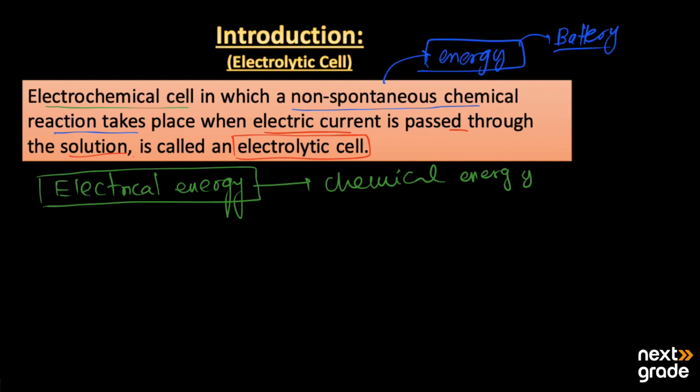This cell is basically used in daily life and we have a lot of examples of electrolytic cells. Here the electrolytic cells are called the Nelson cell, and the second type we have is the Down's cell. These two types of cells are called electrolytic cells. Basically, these are the examples of this cell.